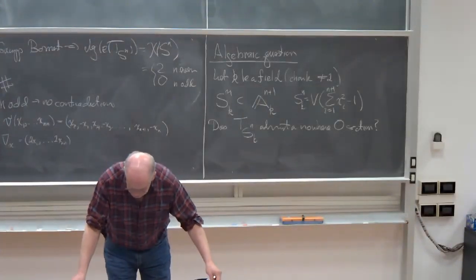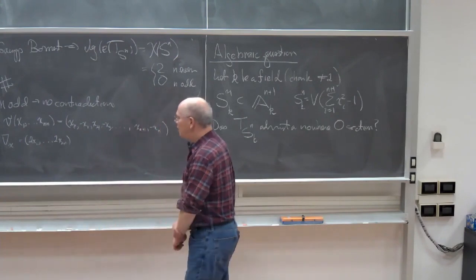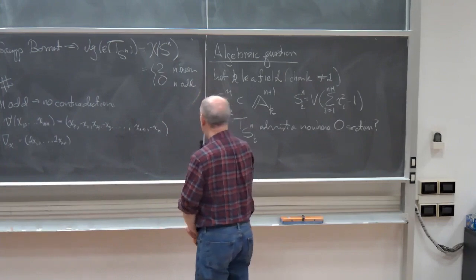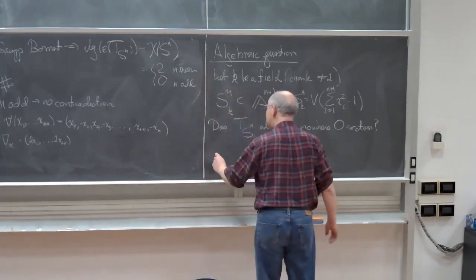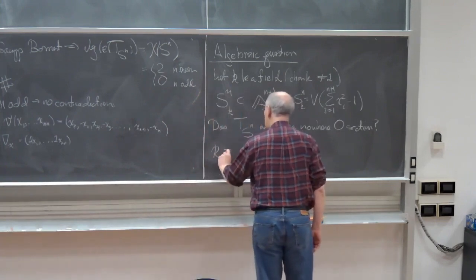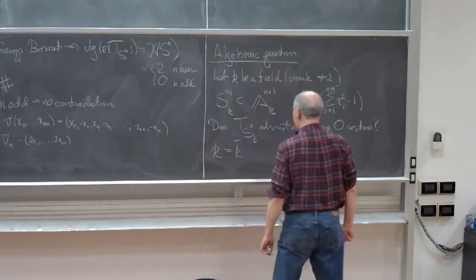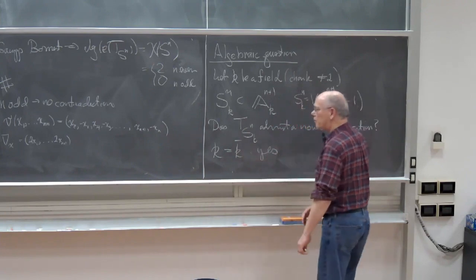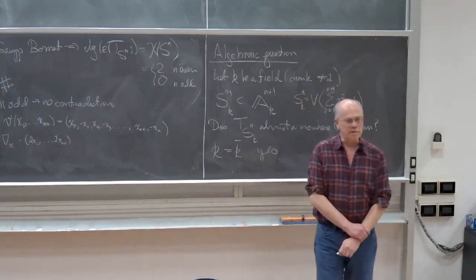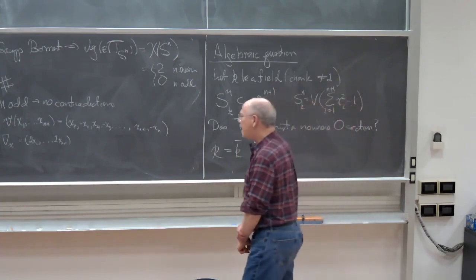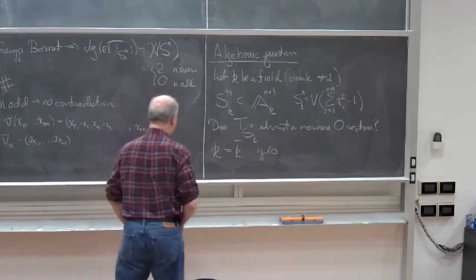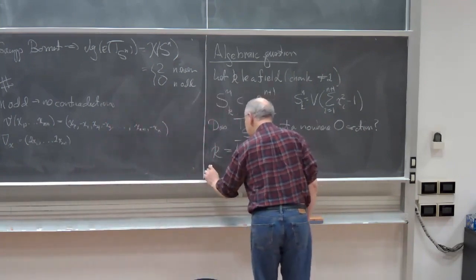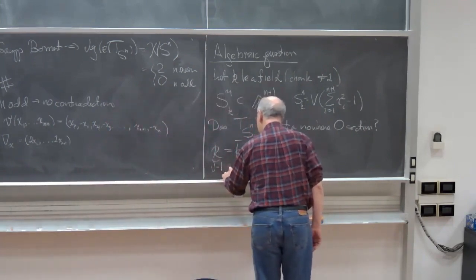Maybe I should also say one simple answer: if K is algebraically closed, then the answer is yes, whether n is odd or even. And why is that? Well, algebraically closed, you don't even need that. You just need that the square root of -1 is in K.